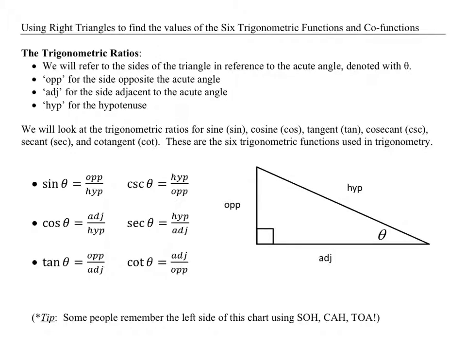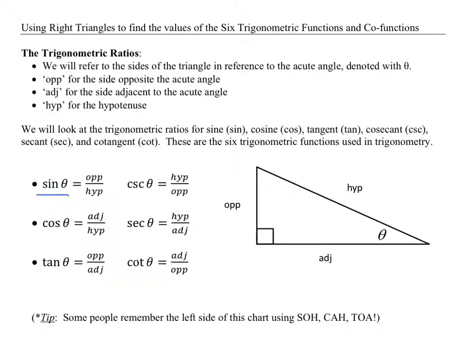This lesson is an introduction to the 6 trigonometric functions and also talking about cofunctions. Now, here's the deal. This is called right triangle trigonometry, and the definitions in this involve ratios of sides of a right triangle. So here we go. Let's just look at some of these ratios.